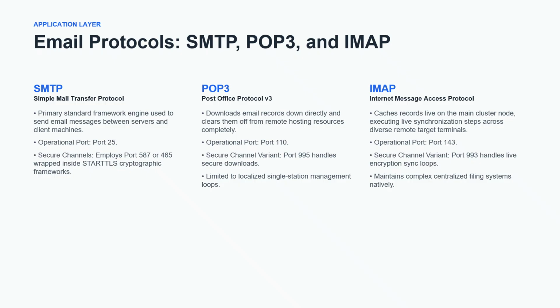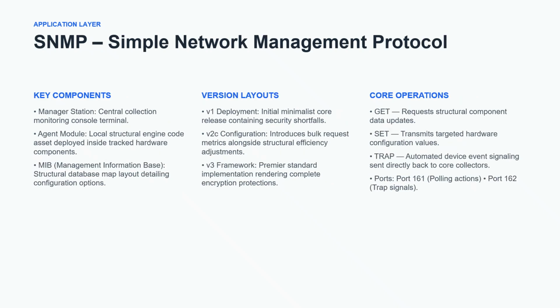IMAP, which is Internet Message Access Protocol, is used for retrieving email from a mail server while keeping messages stored on the server. IMAP allows multiple clients to access the same mailbox. IMAP keeps messages on the server by default. IMAP supports multiple folders and server-side searching. IMAP uses TCP port 143.